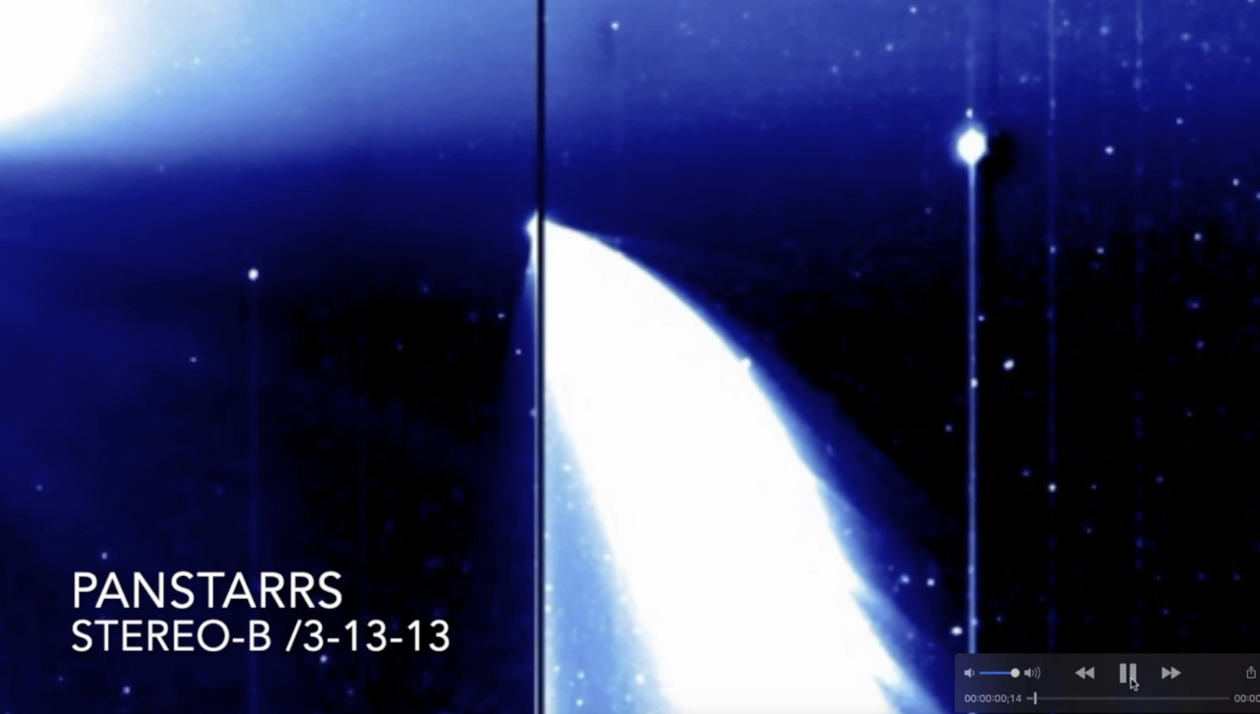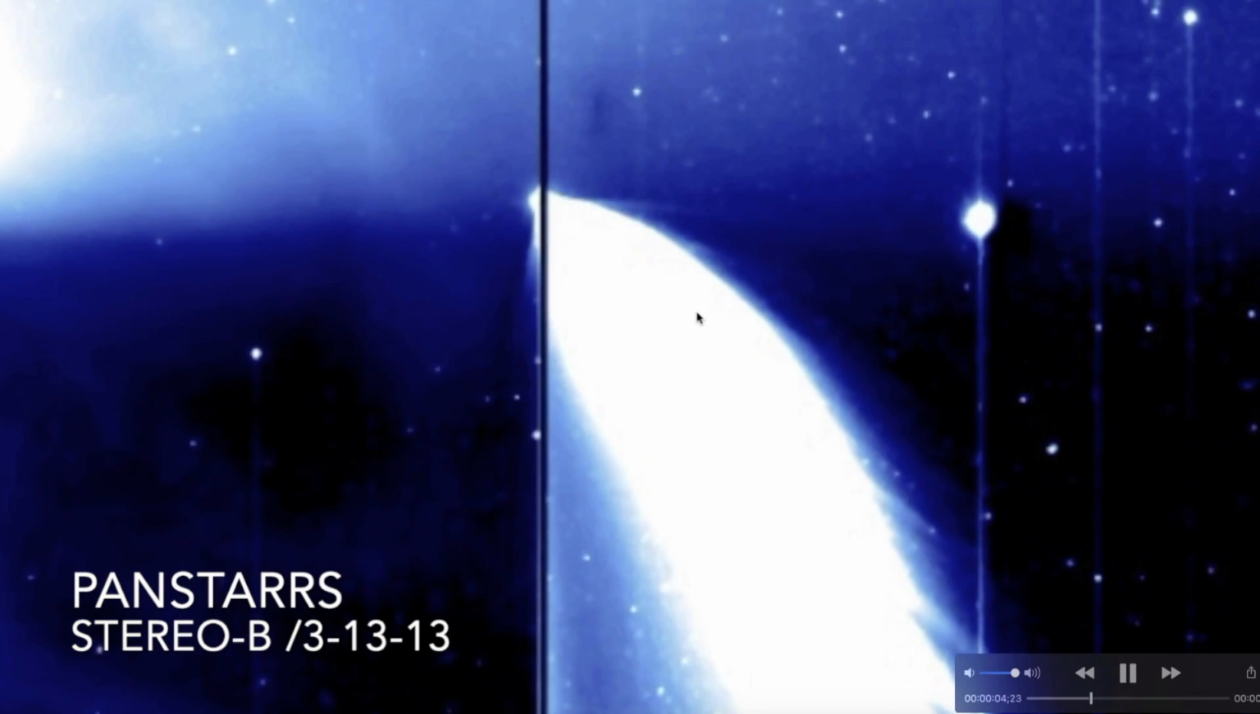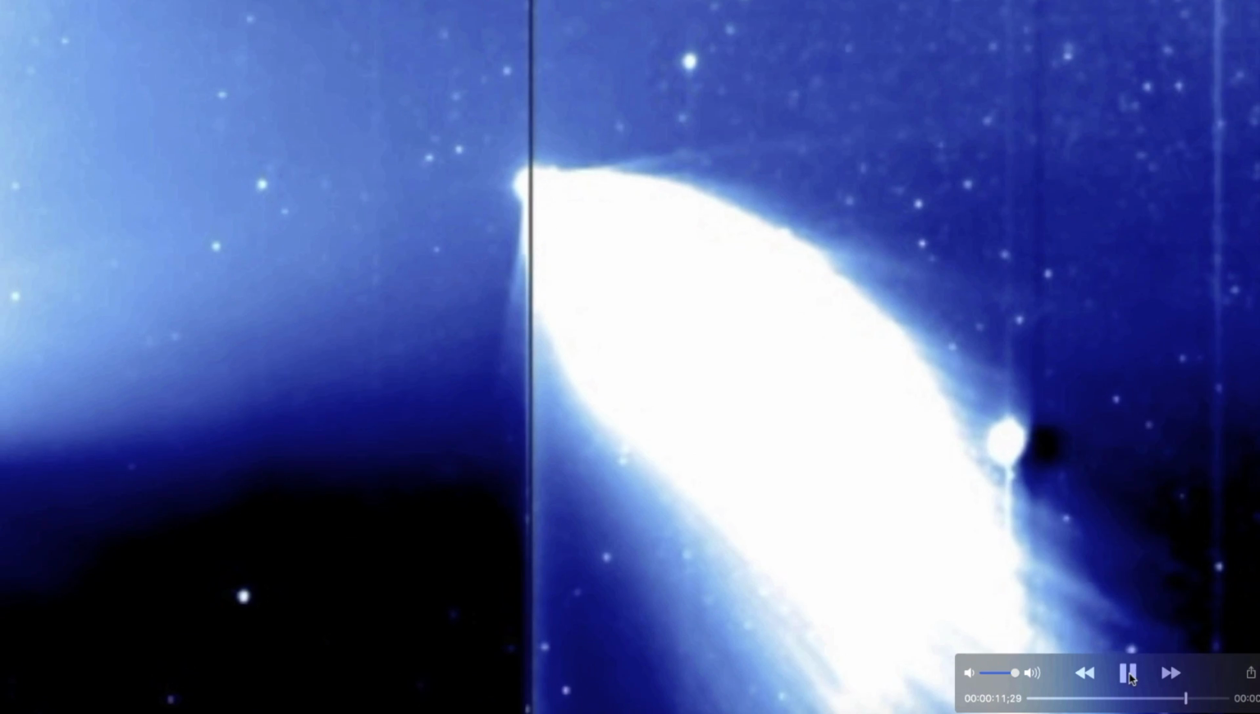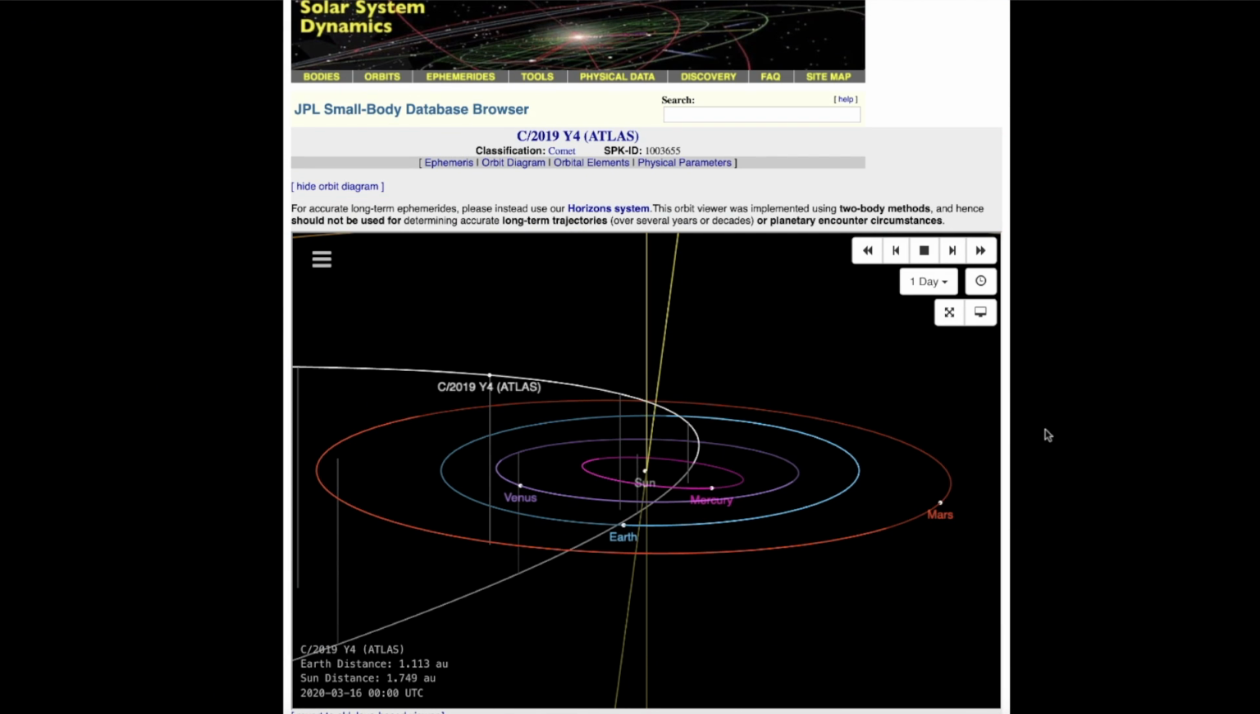We watched Comet PANSTARRS back in 2013 from the Stereo B spacecraft. Right here it is, and we thought this thing was huge. Never really seen anything quite like PANSTARRS. Well, the comet that's coming in now has the chance to outdo this many times over. Unbelievable. PANSTARRS wasn't visible in the daytime sky. This comet could definitely be an overachiever.